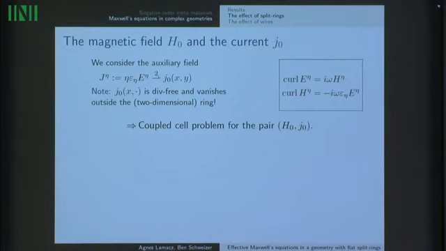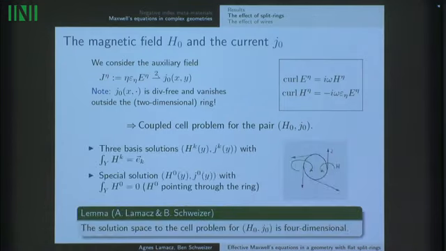And at the end, one obtains a coupled cell problem for this pair of H0 and J0, which I don't want to show you here. It's really complicated. But instead, let me tell you that exactly as for the electric field, one finds 3 basis solutions to the cell problem, which are normalized by average. However, this is not the end of the story. Yeah? So there exists a 4th non-trivial magnetic field with vanishing average.